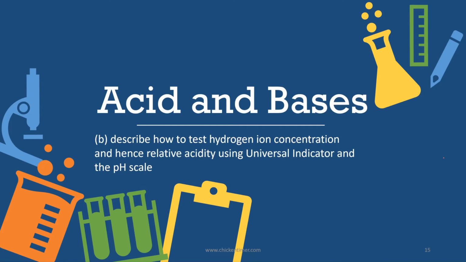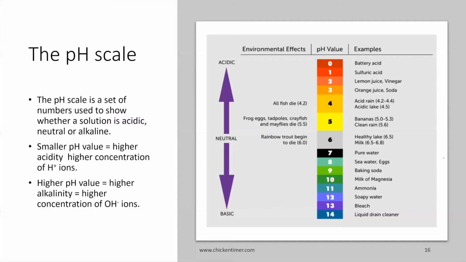And so you know acids, you know bases, you know alkalis. Then we have to talk about hydrogen ion concentration and hydroxide ion concentration, and then your universal indicator and some other indicators and the pH scale. So you have a pH scale. This pH scale is used to measure whether a solution is acidic, neutral, or alkaline.